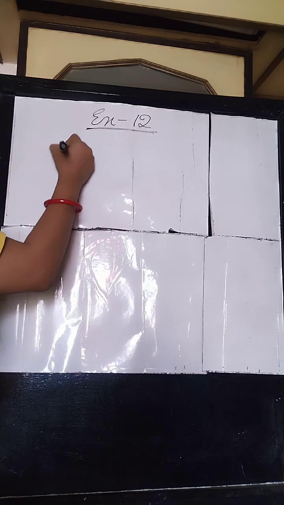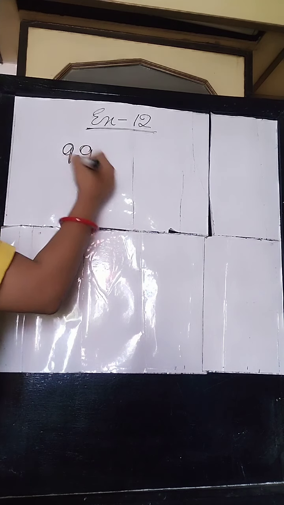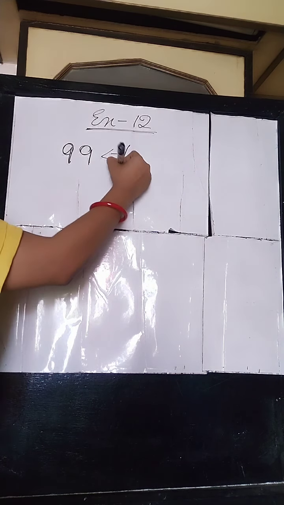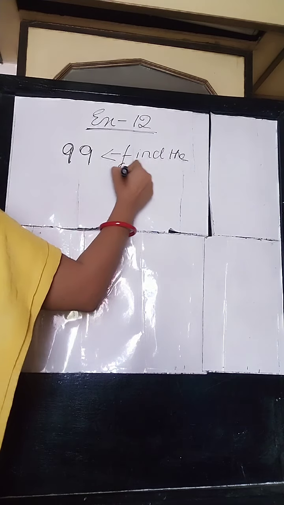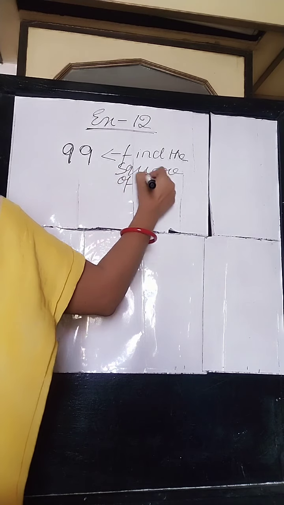Suppose you are given a numerical value, a number that is 99. 99 is given to you, and you are asked to find the square of this. Find the square of 99. You are asked to find out the square of 99. You are given 99. What will you do?